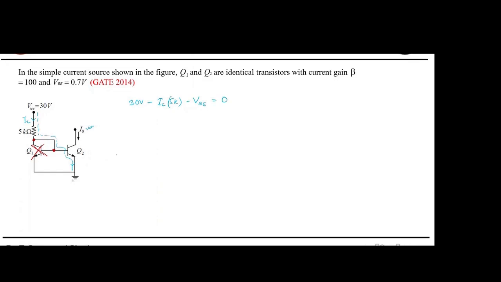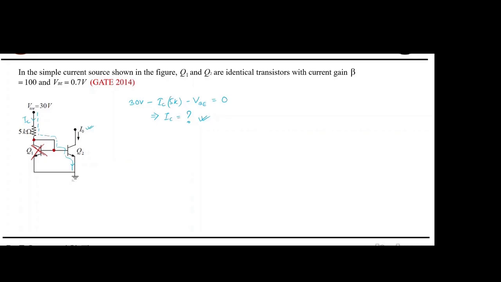Can I write like this? From here, can you solve IC? Yes, sir. That is the answer. Okay, we have more questions to solve. We are going to discuss op-amp also. So if you are feeling comfortable with such type of problem, shall we go to next?